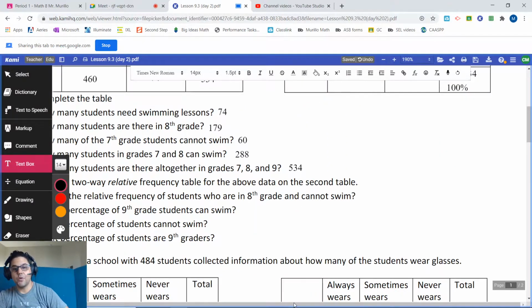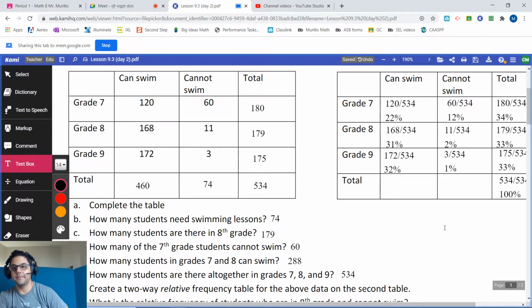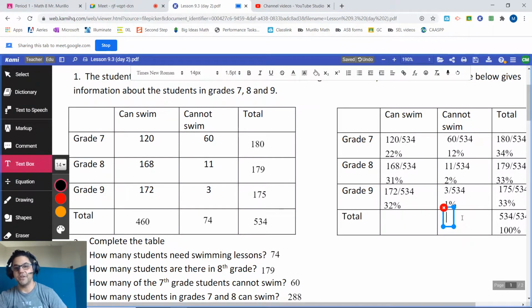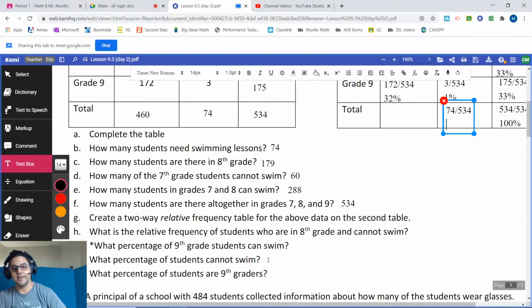All right, to answer your questions, it says, what percentage of students cannot swim? So that would be under the category here, cannot swim, and that would be your total here. So if you notice, you can probably just add them up, 12, 2, and 1, or you can finish your division there, which would be 74 divided by 534. Find your percentage, and that's going to be your answer for this one here.